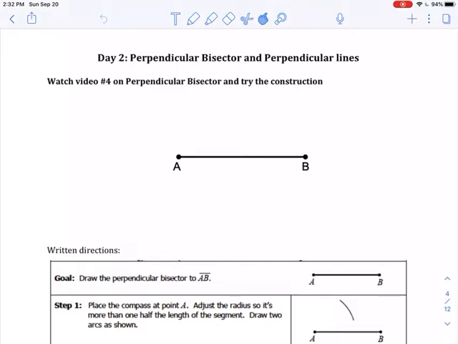The first video, number 4, is perpendicular bisector. This is actually my favorite construction because it's nice and easy. Remember, perpendicular means to form a right angle and bisector means to cut in half. So with this construction, the line that we're going to construct is not only going to be perpendicular, it's going to be a bisector, so it's another way also to create a midpoint.